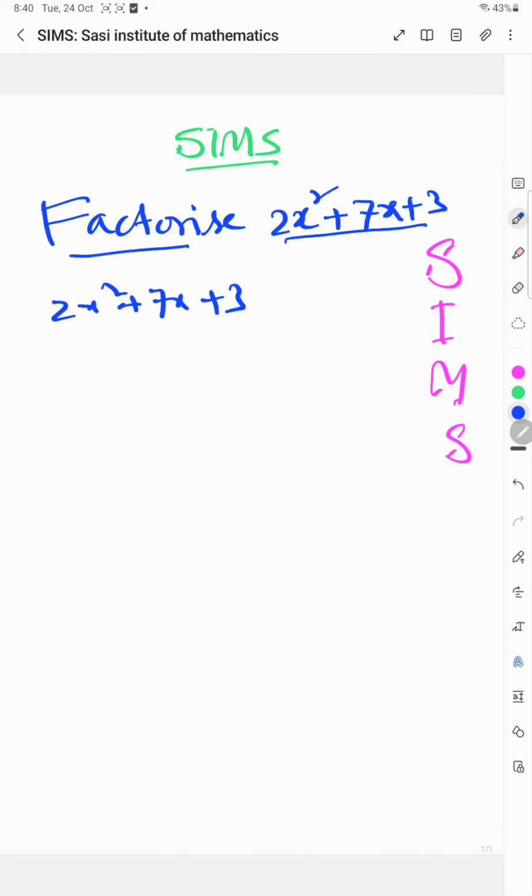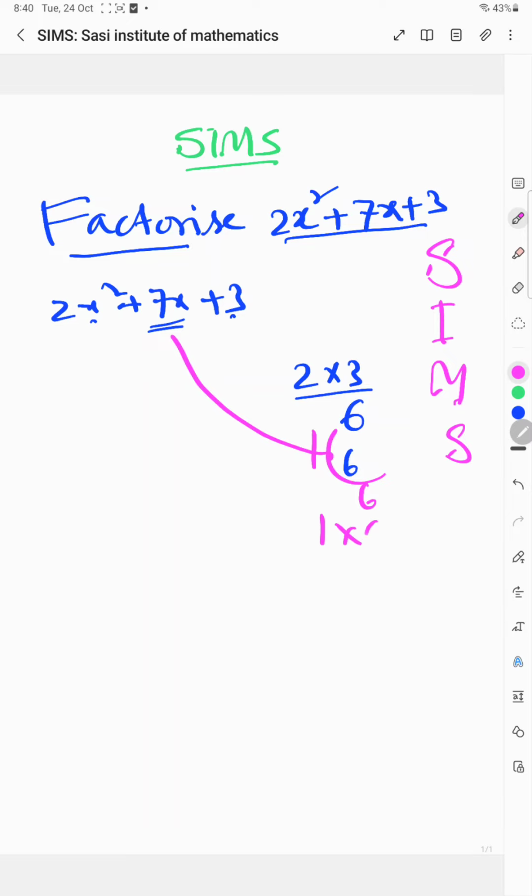This is the factorization. First, the x square coefficient is 2 and the constant is 3. So 2 into 3 is 6. We'll take 6 and split it to get the middle term 7. So the adjustment: 1 into 6 is equal to 6, and 1 plus 6 is equal to 7. So the adjustable in the factorization of 2x square plus 7x plus 3.